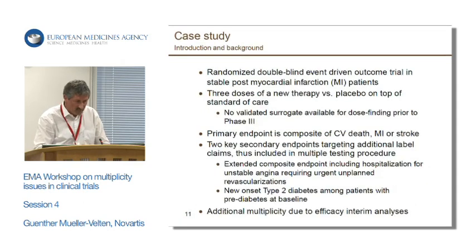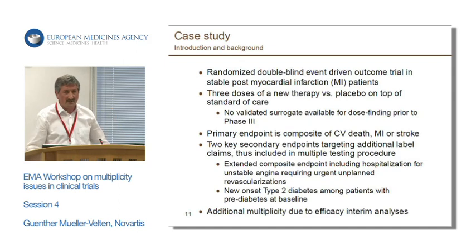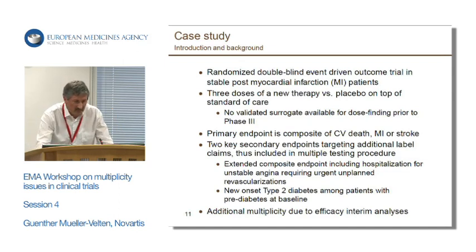And now briefly to our case study. The case study is a randomized, double-blind, event-driven outcome trial in stable post-myocardial infarction patients. We study 3 doses of a new therapy versus placebo on top of standard of care. The reason we are doing that is that there was no surrogate available for dose finding, so we had to carry multiple doses into phase 3.